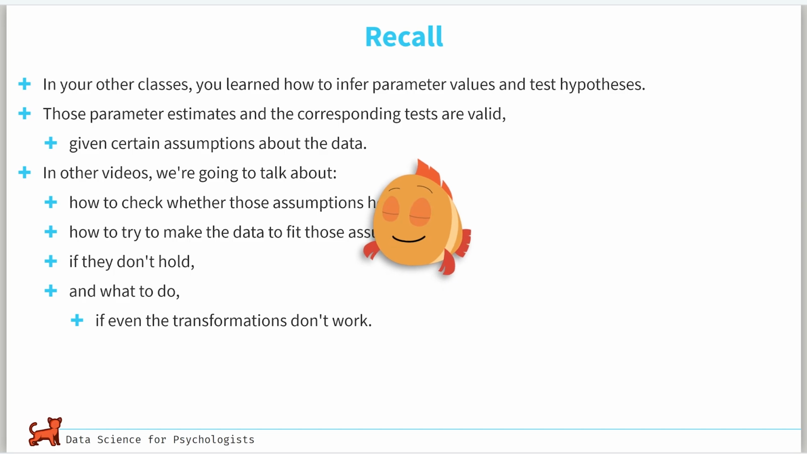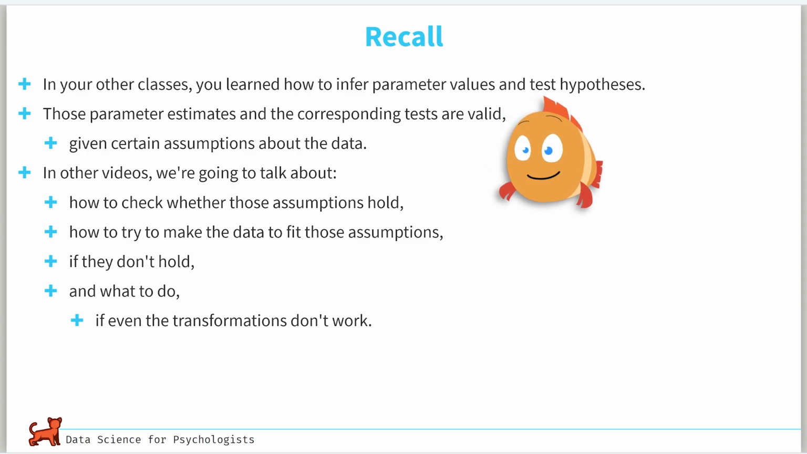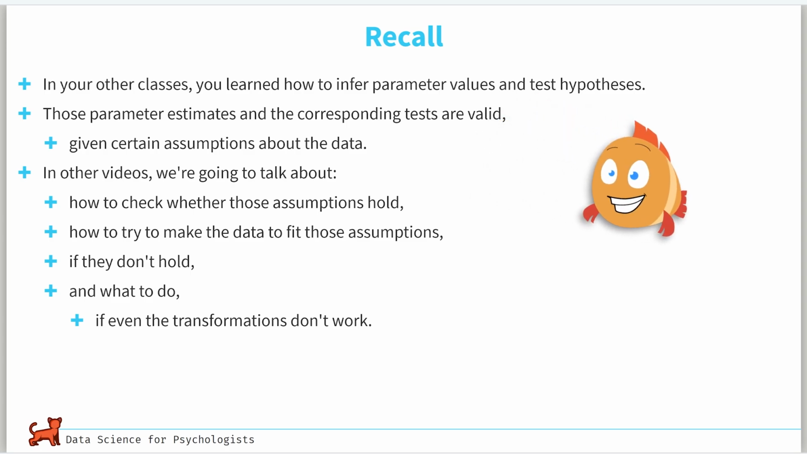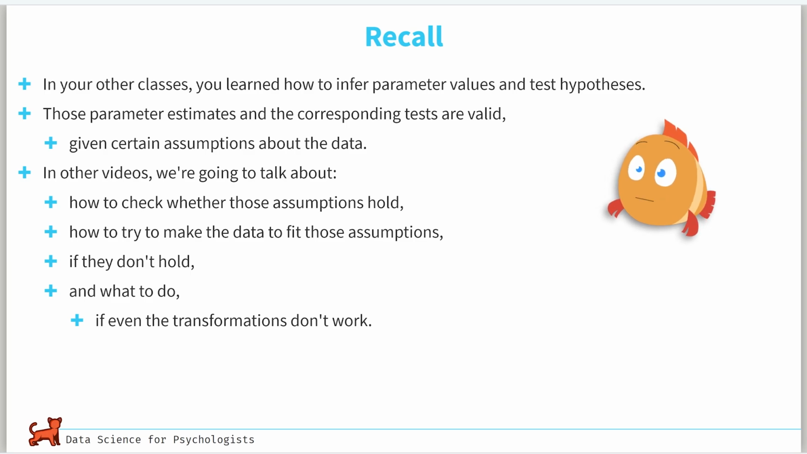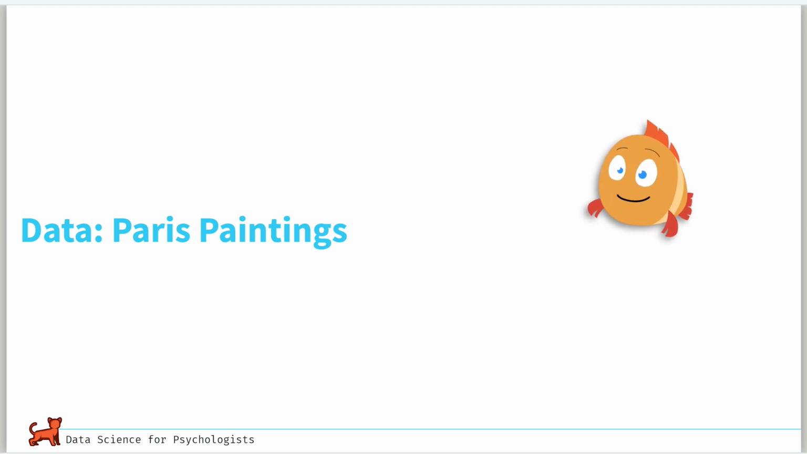Okay, so recall, in your other classes, you've learned how to infer parameter values and test hypotheses. And those parameter estimates and the corresponding tests are valid given certain assumptions about the data. In other videos in this module, I'm going to talk about how to check whether those assumptions hold, how to try and make the data fit those assumptions if they don't hold, and what to do if even the transformations don't work. But for now, I'm going to talk to you about some data.